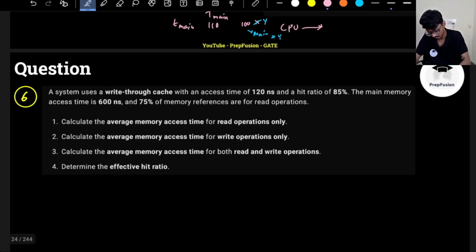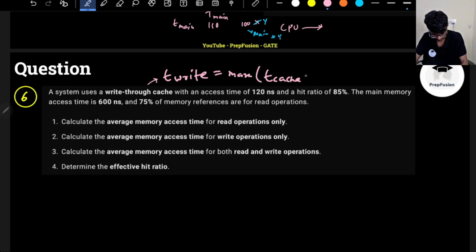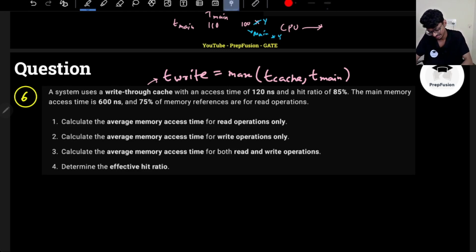So from the first line, directly I can say the time for T write will be the maximum of T cache, comma, T main. Generally, in most cases it will be T main only, because of course cache memory time will be lower in the maximum number of cases. Okay, so that is fine.